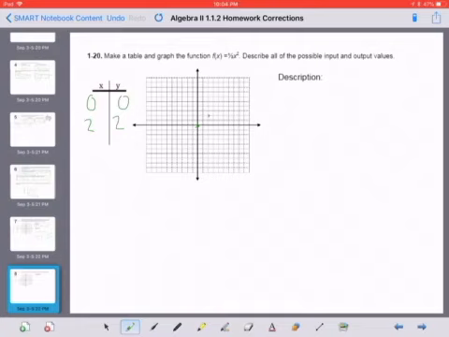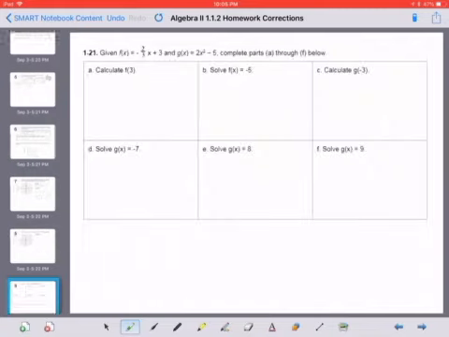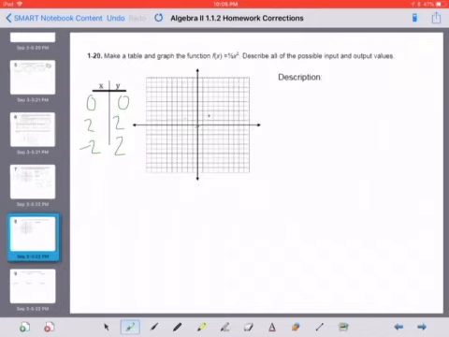Then let's plug in -2. It's also going to be positive 2, because -2 times -2 is positive 4, times 1/2 is 2. So I can tell that my graph is going to go like this.